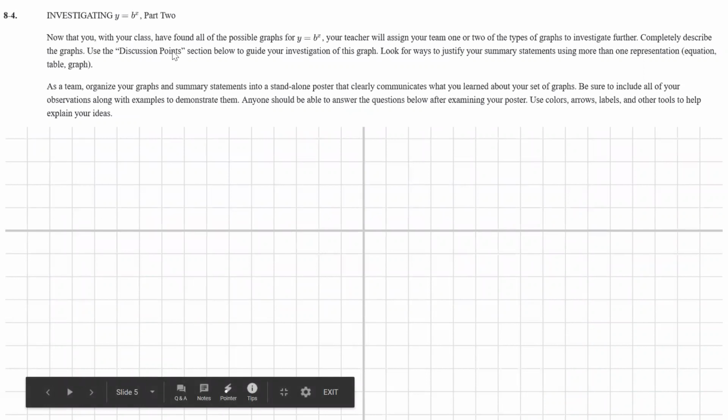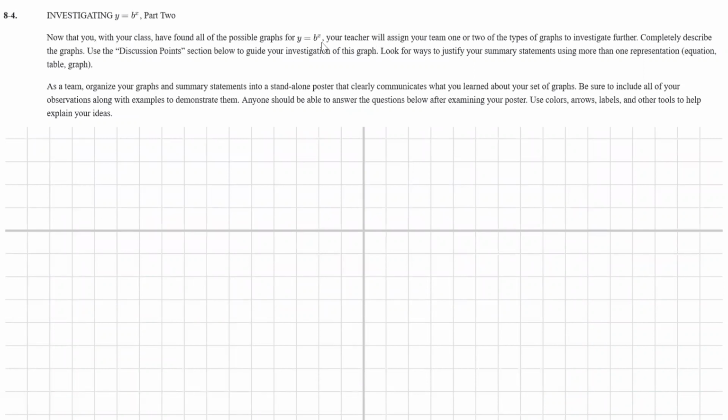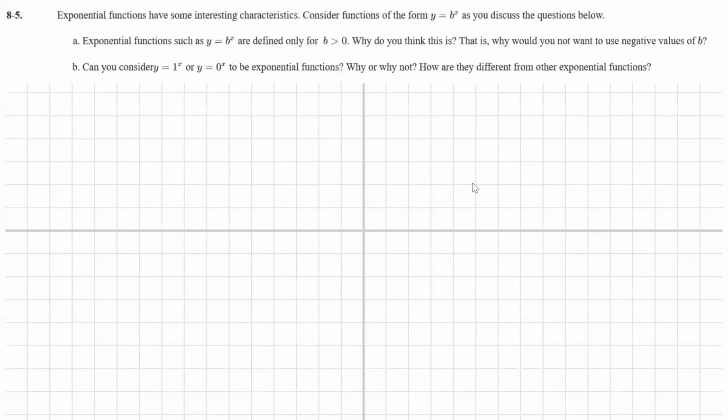Now that you, with your class, have found all the possible graphs for y = b to the x, your teacher will assign your team one or two types of graphs to investigate further. And then you're going to make a poster. No, we're not going to make a poster. As a team, organize your graphs and summary statements. No, you know what? We don't need to do 4. We're good. And number 5, exponential functions have some interesting characteristics.